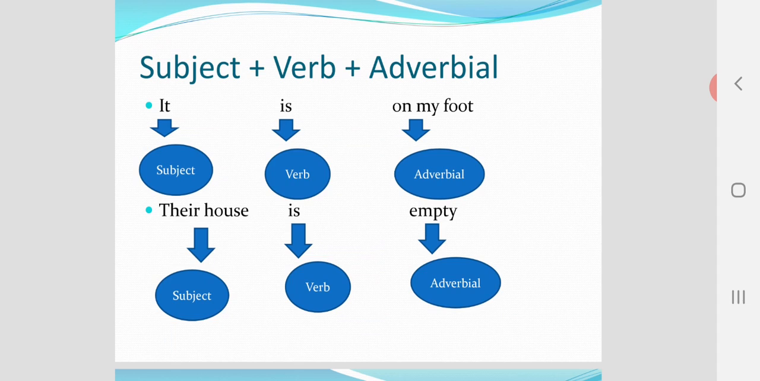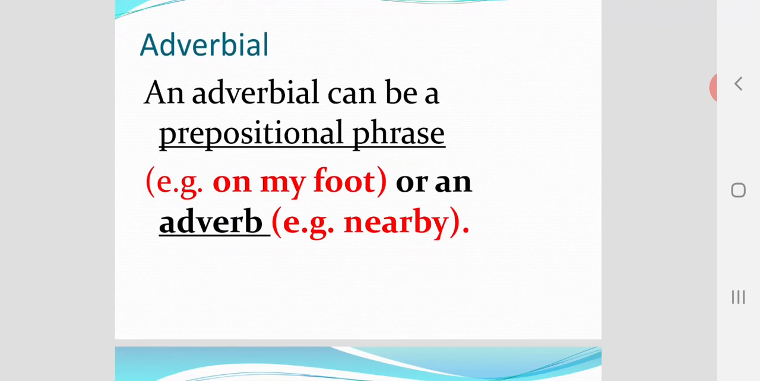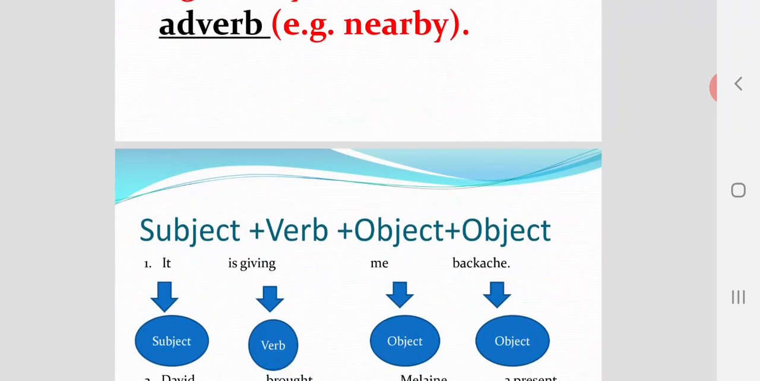So fourth sentence structure is subject plus verb plus adverbial, where subject is who or what performs the action, verb is what the action is, and adverbial is adverb or prepositional phrase. An adverbial can be prepositional phrase, for example, on my foot, or it can be adverb, for example, nearby.